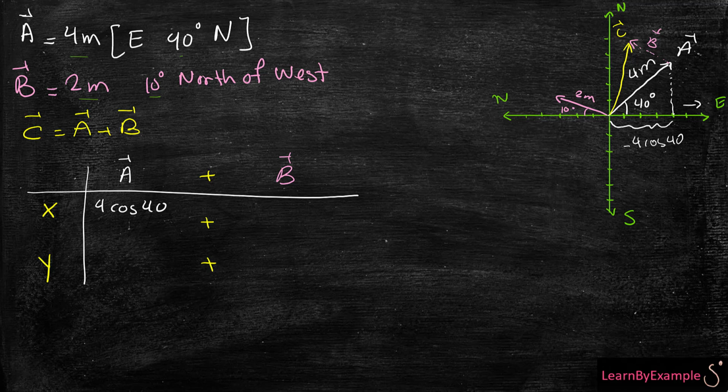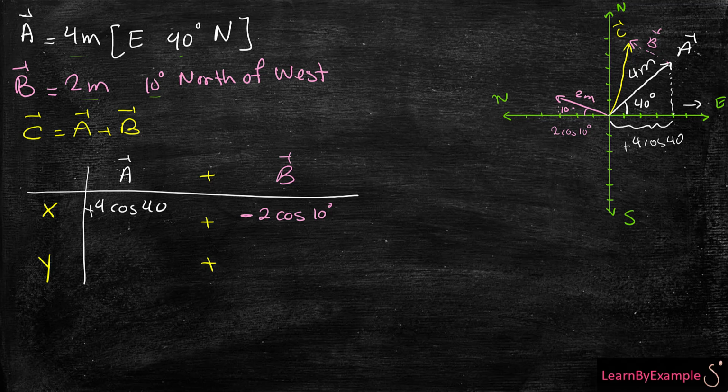This is a positive value, so this will have a positive sign here. Always make sure you check the sign. Now over here for B, what is the x component of this one? I have 2 cos 10. So I'm just going to write it here. What is the sign of this part? So this sign is on the negative side, so on the west side. So I'm just going to write the sign right here.